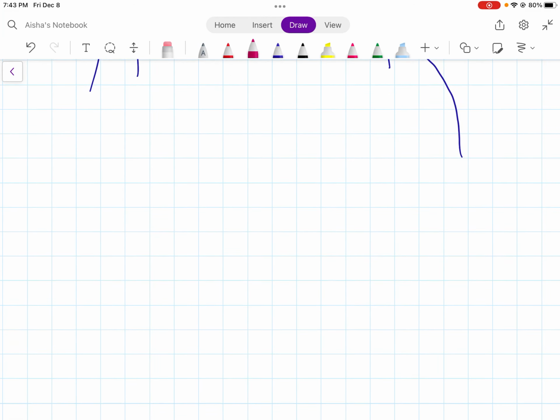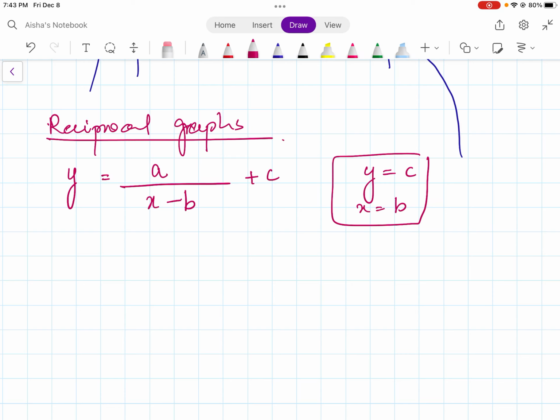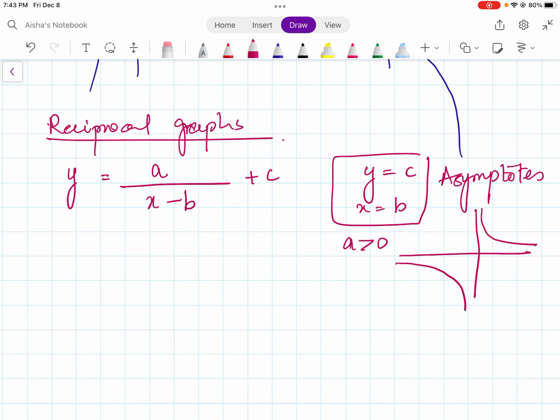Now the next thing is reciprocal graphs. For the reciprocal graphs, these are my generic forms. ठीक है? And if the y is equals to c, x equals to b are my asymptotes. ठीक है? If a is greater than 0, that means it's a positive value. This is how the graph will look like. If a is less than 0, this is how it will look like.